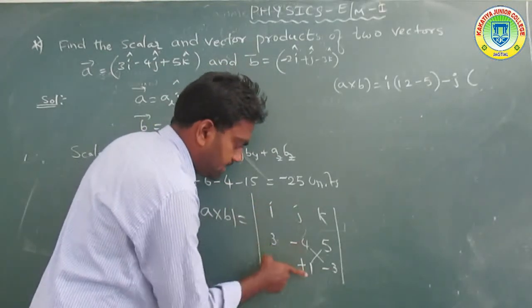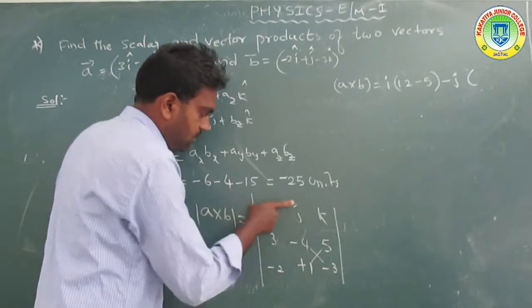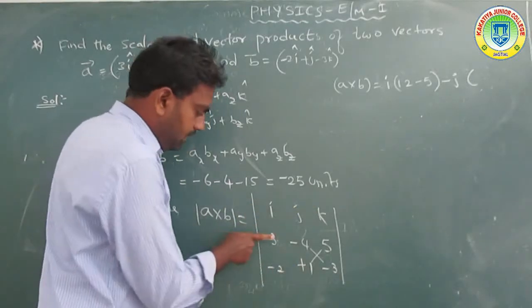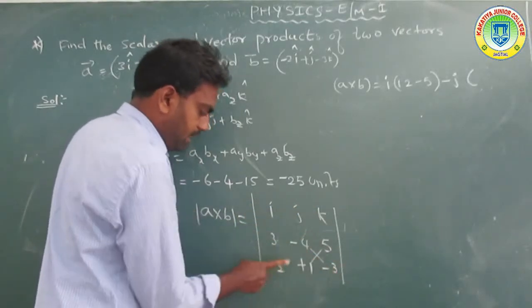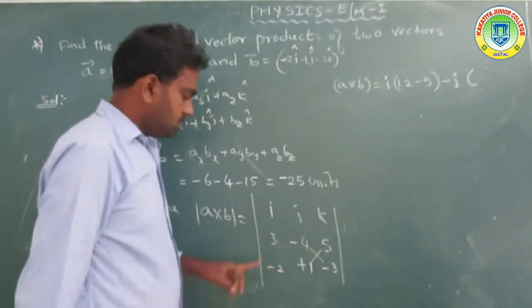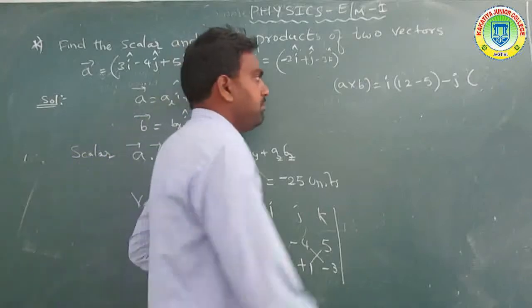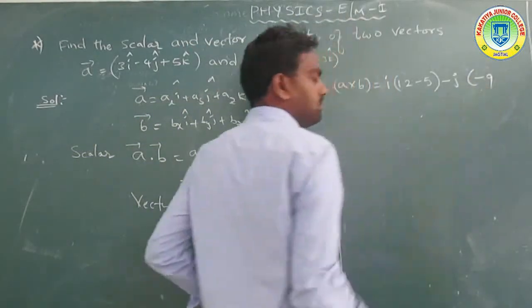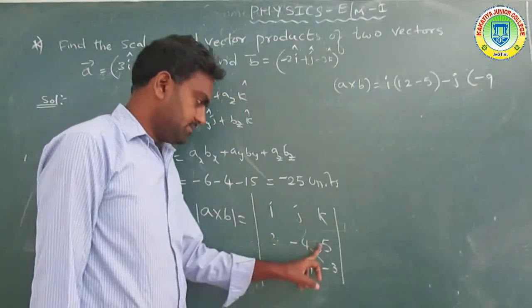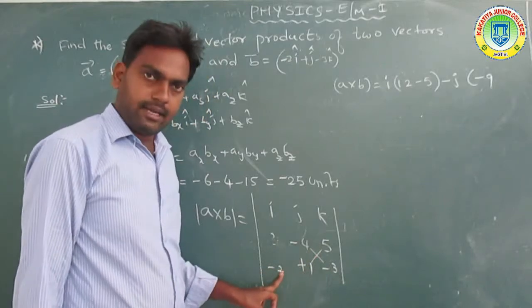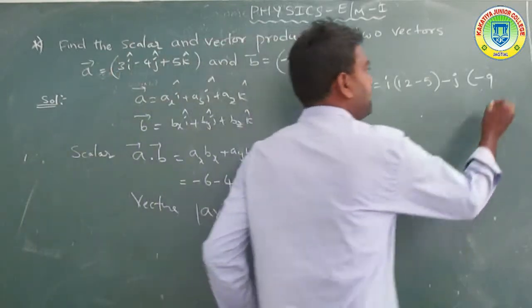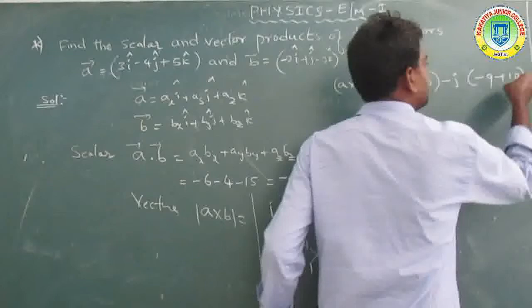So the j row will be cancelled. These two rows are cancelled, this row and this one. So the remaining is 3 minus 3 minus 2 into 5. So 3 into 3 is 9, minus 9. Minus 5 into 2 is 10. Minus into minus is plus, so 10 is taken.